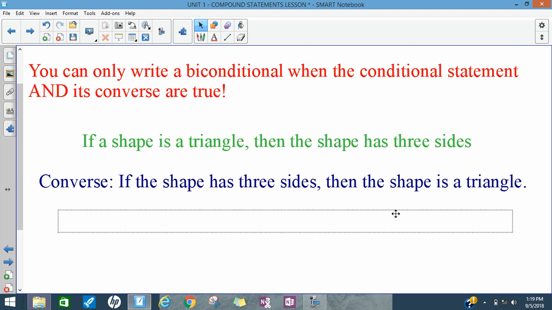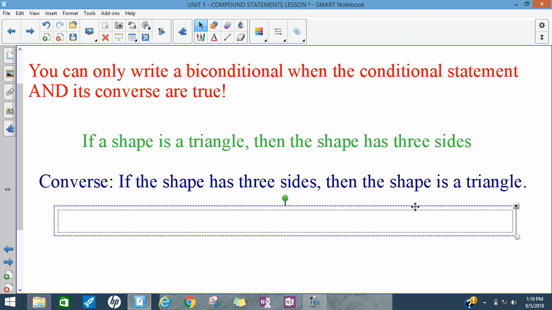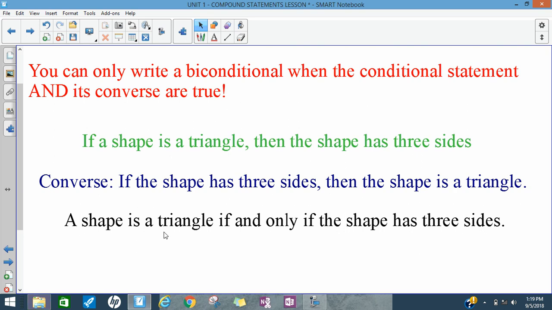That's also true. No matter which way you say it, the original conditional in green or the converse in blue, both of those things are true, so we can just put them together and write a biconditional statement using that if and only if. A shape is a triangle, if and only if the shape has three sides. Notice there's no if-then now. All we do is take P and Q and put if and only if between them.